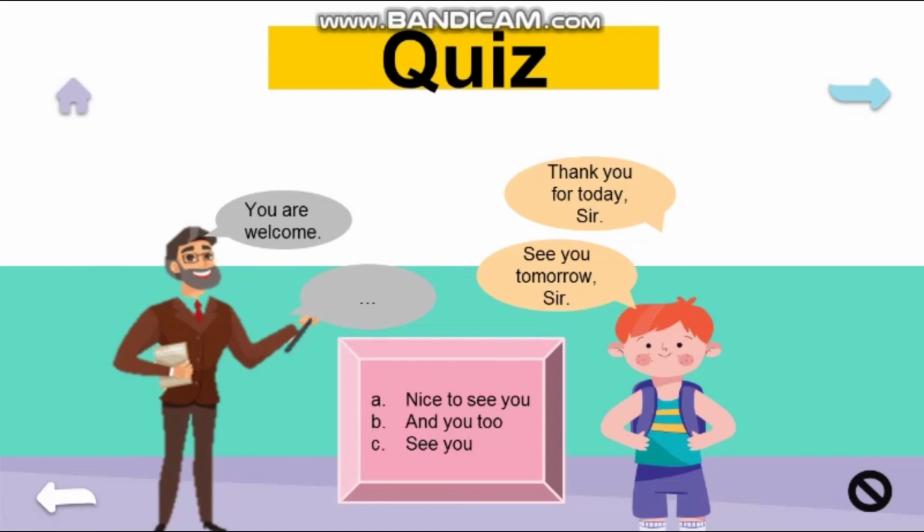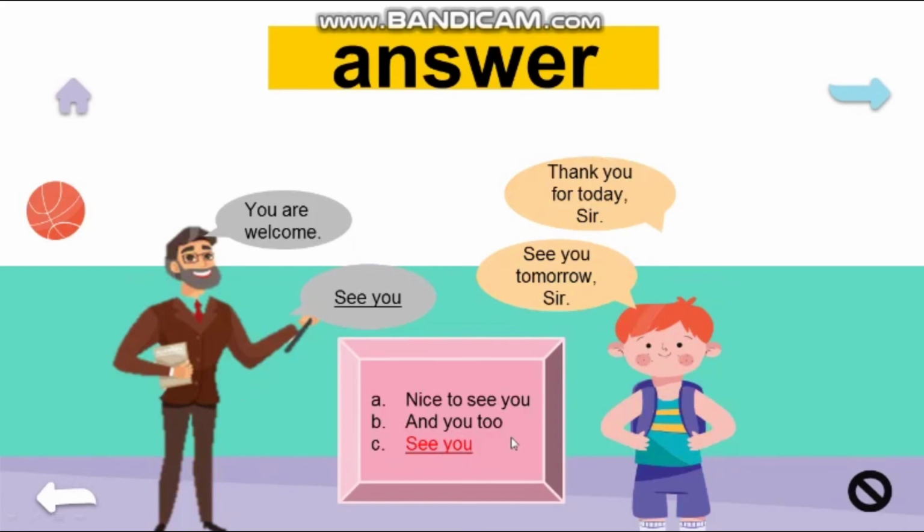You already have your answer? Is it A, nice to see you, B, and you too, or C, see you? Let's find out. The answer is C, see you. Did you get all the questions of the quiz right? If not, maybe you should try again and learn again.